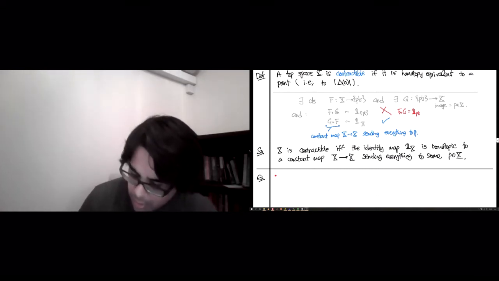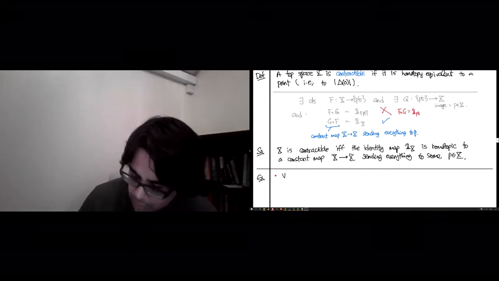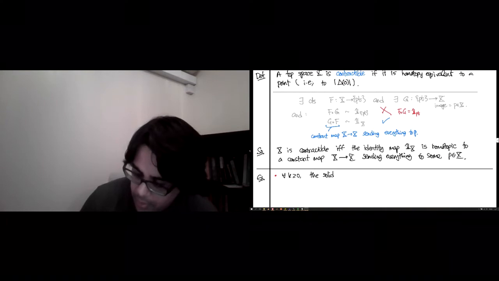Okay, so one example is for all k bigger than or equal to 0, the solid k simplex, which we've called delta k, is contractible.